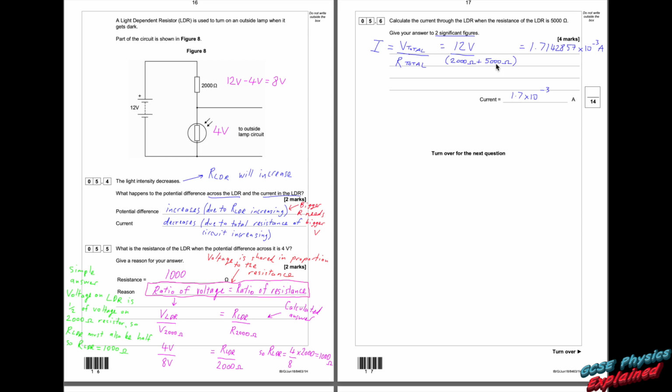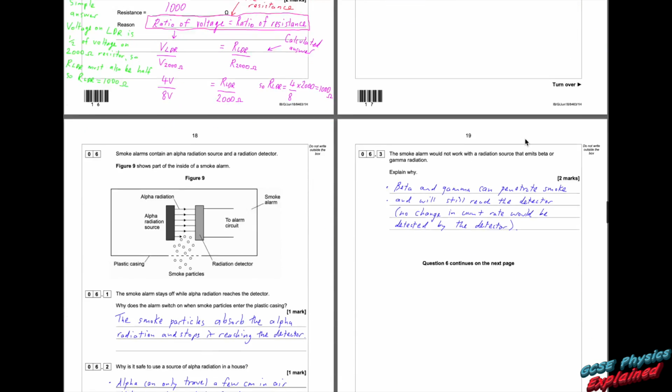So 12 divided by 7000 comes out as that. And they want it to two significant figures. So that just means the first figures that are not zero. So that's not zero. So that's where the significant figures gets triggered, the 1. And we want one more figure after that, then 7. Since that's a 1, that stays as 7. It's worth looking into significant figures if you don't know how to use them.